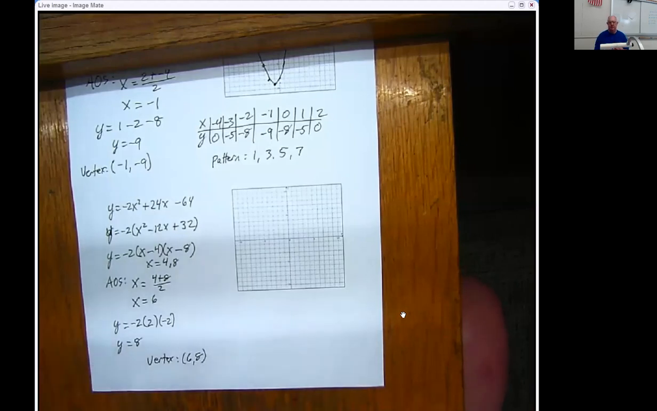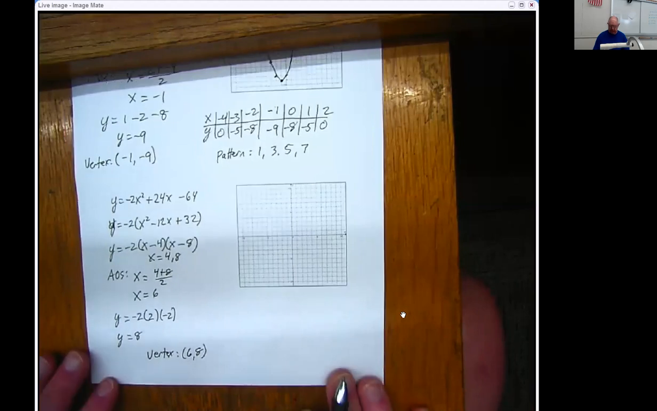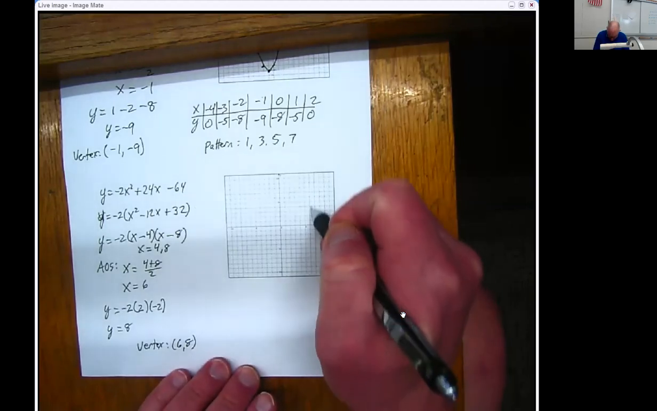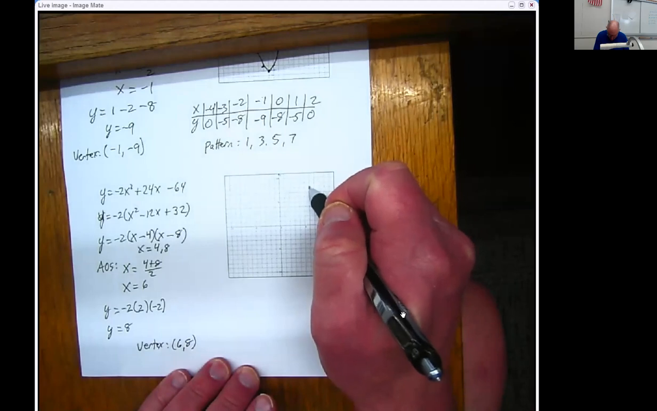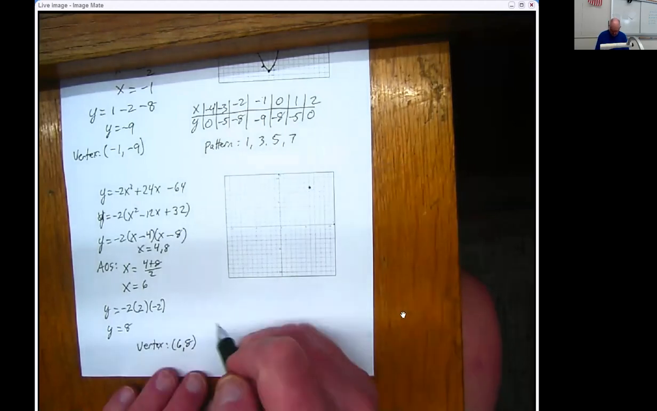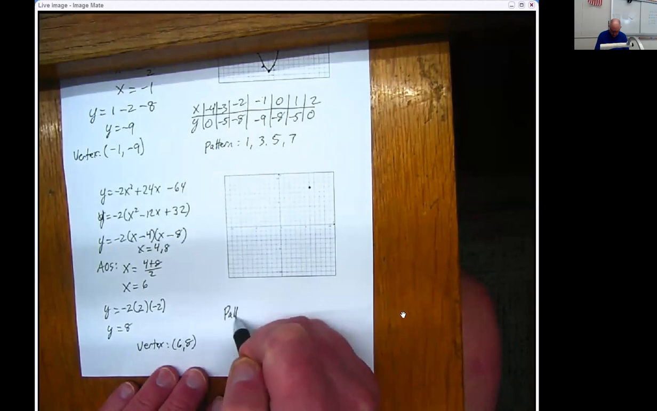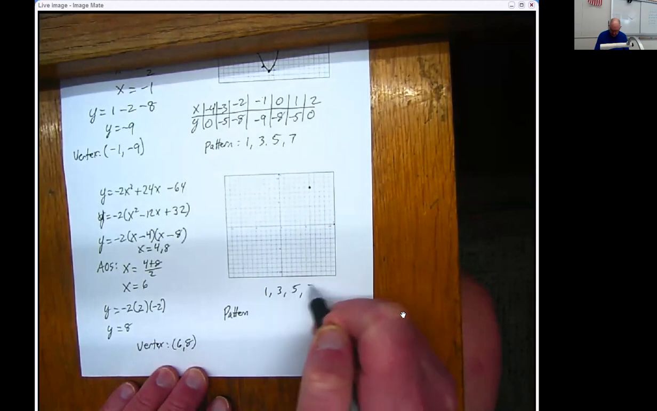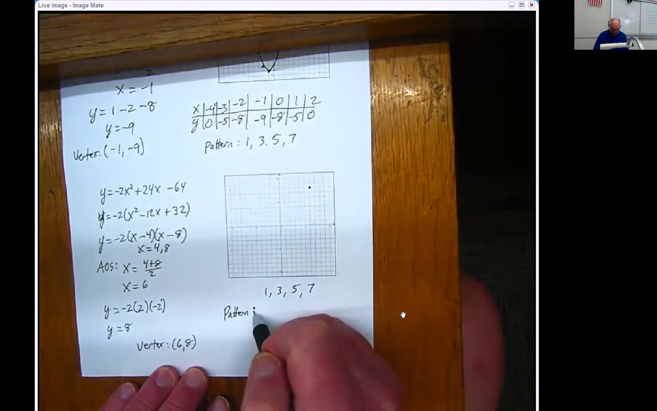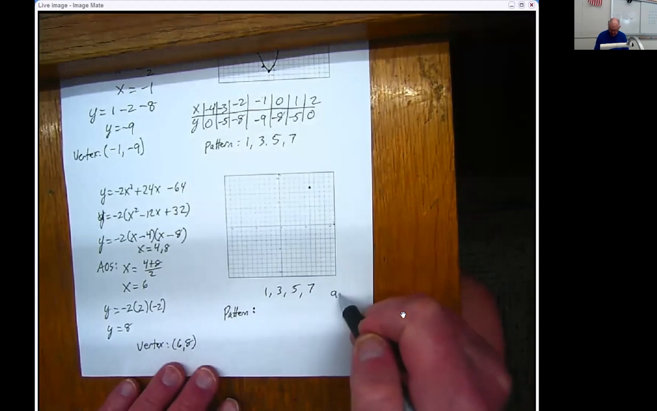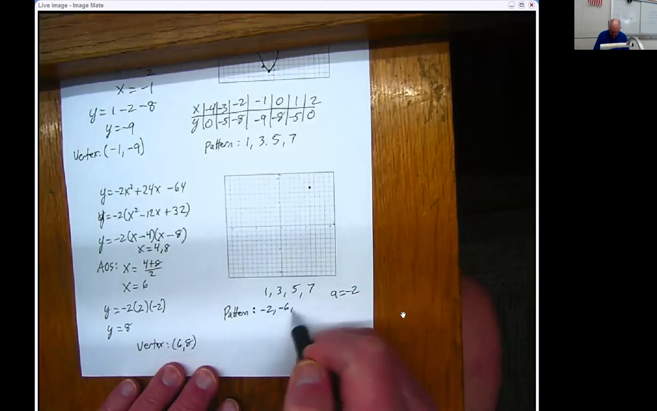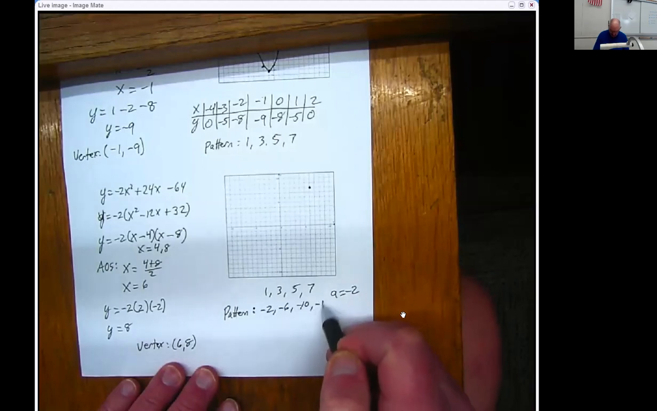Now, we can go through and do the table again, or to shorten it up just a little bit, I'm going to go ahead and just use my pattern to graph. So once I have the vertex, so it's 6, 8, I am right here. I now consider my pattern. So my original pattern is 1, 3, 5, 7. I multiply that by the A value, which A, if you remember, is -2. And so I'm going to get a -2, -6, -10, and -14.